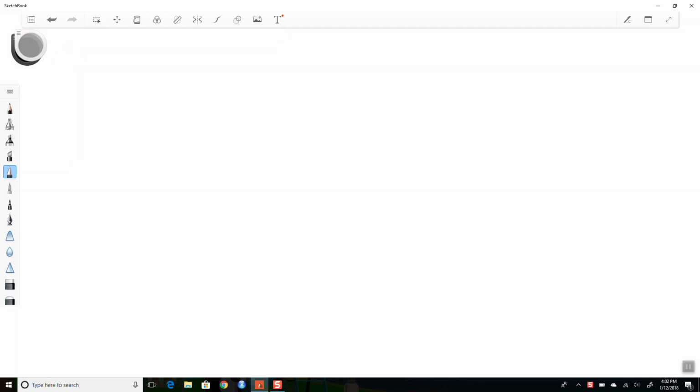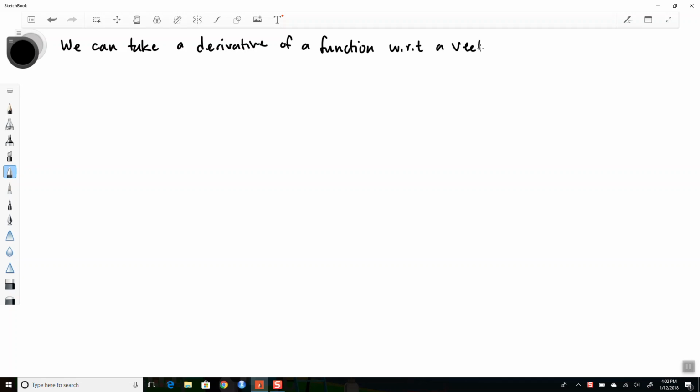All right, so we left off on Wednesday. We said we can take the derivative of a function with respect to a vector. And when we do that, the result, we call that the gradient.